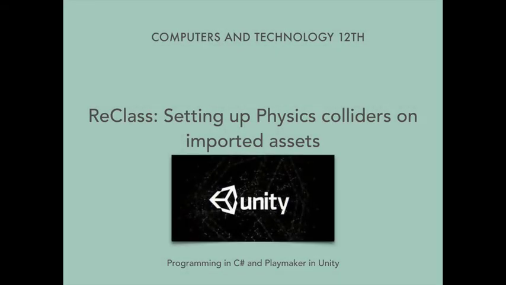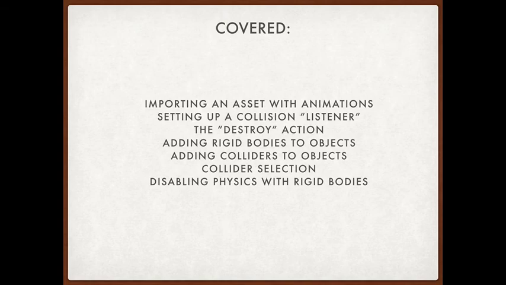Hi, and welcome to this reclass on setting up physics colliders on imported assets in Unity. This would be session 7 of the course Programming in C# and Playmaker in Unity. In this, we're going to cover importing an asset with animations, setting up a collision listener, the destroy action in Playmaker, adding rigid bodies to objects, as well as colliders, which colliders you should choose for different situations, just the basics of this, and disabling physics with rigid bodies.